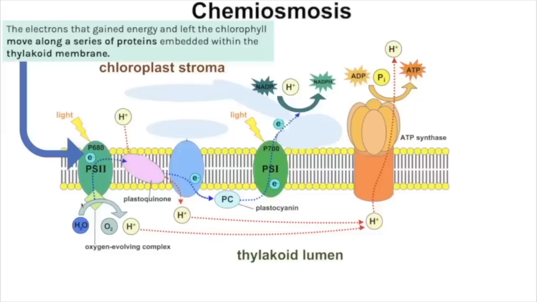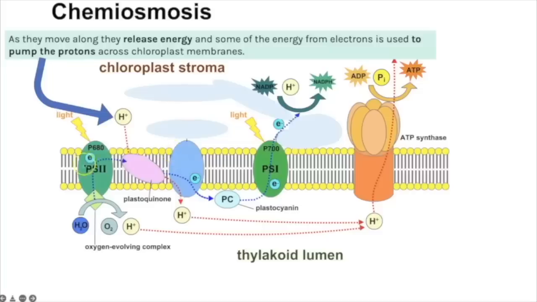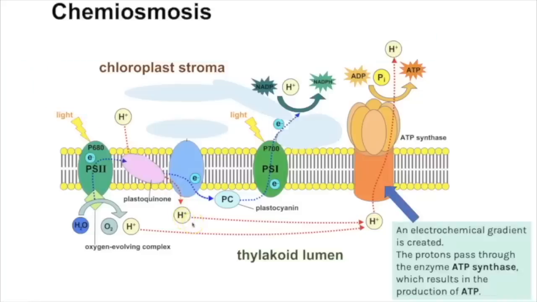So let's have a look at chemiosmosis then, because this links it all together for the light-dependent reactions. We've said that the electrons gain energy from the chlorophyll and will be released from the chlorophyll. Those electrons move along a series of proteins embedded within the thylakoid membrane. And as those electrons move along the proteins, they release energy. Some of that energy is used to pump those protons from the stroma across a protein and into the thylakoid lumen. This then results in a concentration gradient being built up, but we actually call it an electrochemical gradient because we have a charged molecule, so we have ions there.